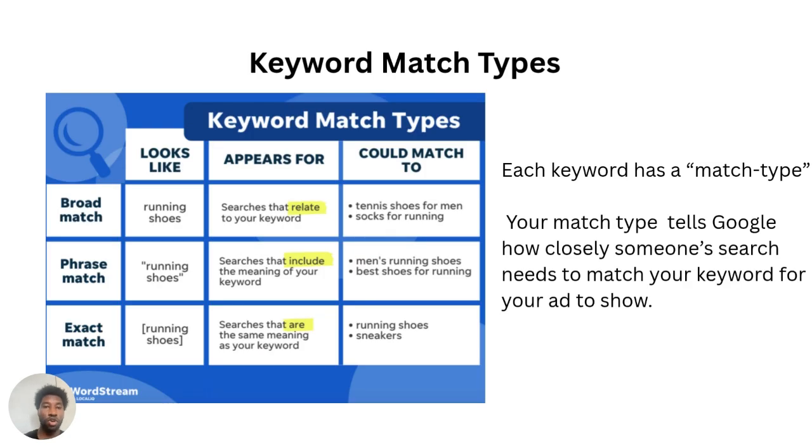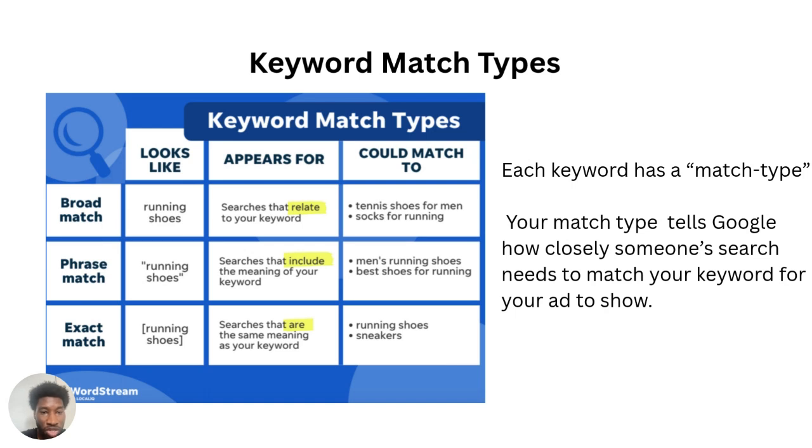Okay. And so let's move on to the keyword match types. So for Google Ads, each keyword is going to have their own match type, right? And your match type tells Google how closely someone's search needs to match your keyword for your ads to show. Right. So let's just look at an example right here. So there's exact, phrase, and broad match. In this case right here, exact will come in these brackets, phrase will be quotations, and broad match will be nothing. Okay.